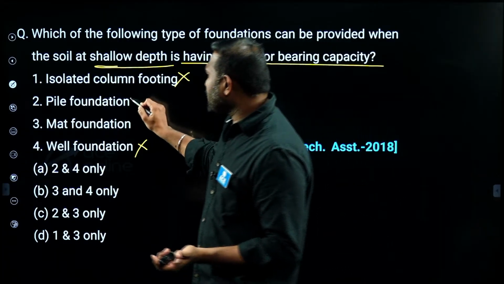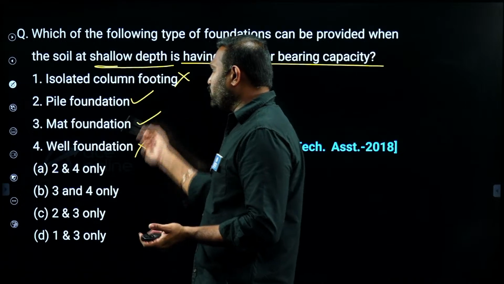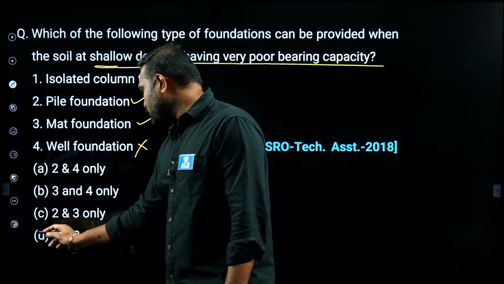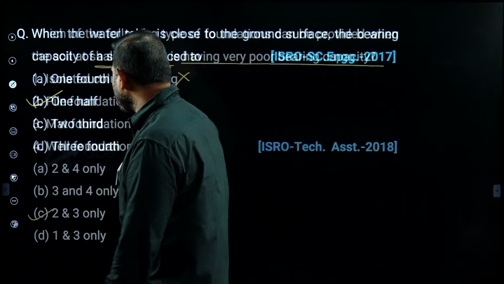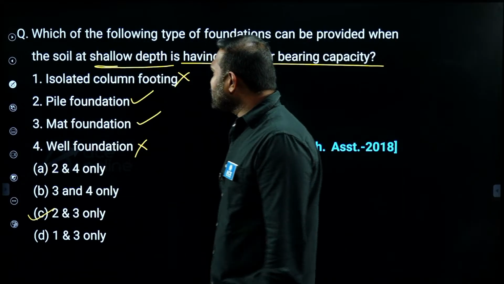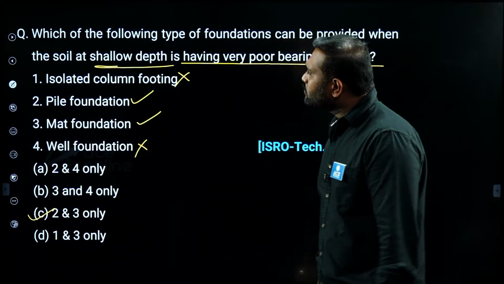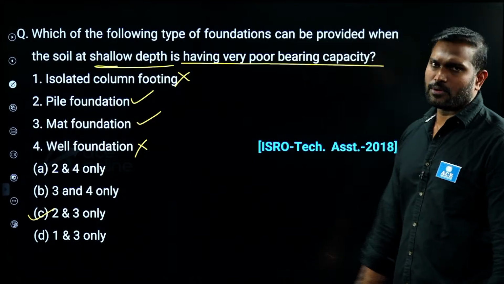So the correct answers are mat or raft and pile foundation. So the answer is option C, which is nothing but 2 and 3 only. Okay. So the correct answer is 2 and 3 only.